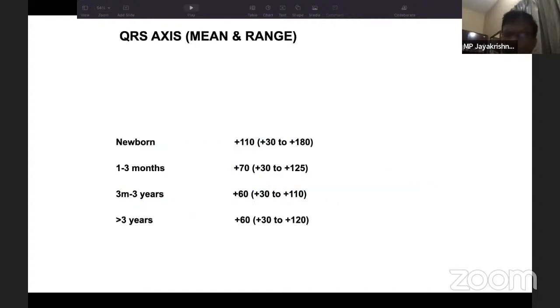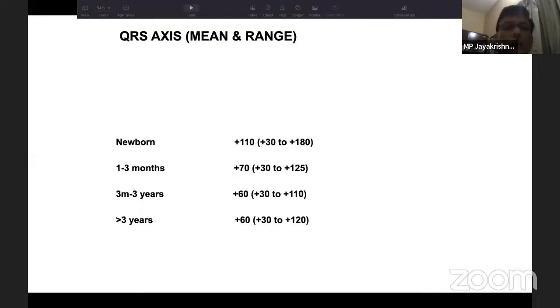For want of time, I will not be going into the details of how to find out the QRS axis in this lecture. We will be focusing more on case scenarios in this lecture for your OSCE purpose. That's why I'm not going into the details.